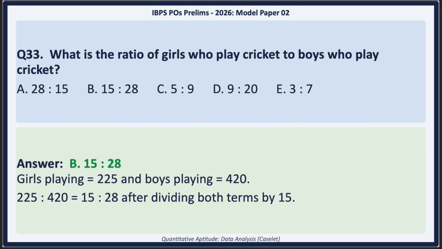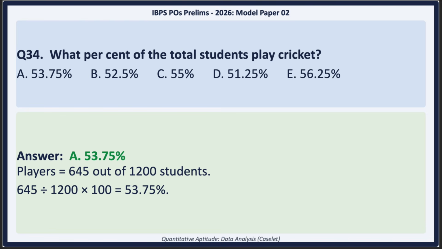and then share a factor of 15, which simplifies smoothly down to 15 to 28. Then question 34 asks for the percentage of total students who play cricket. And again, you already know 645 students play out of the 1,200 total. Right, so 645 divided by 1,200, you divide by 12, and it works out to exactly 53.75%.